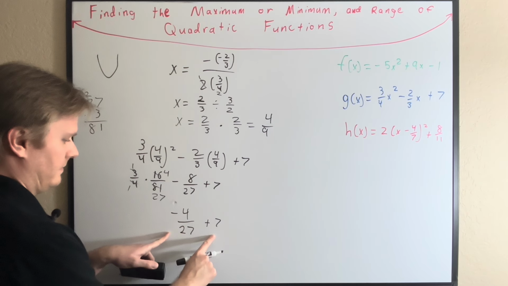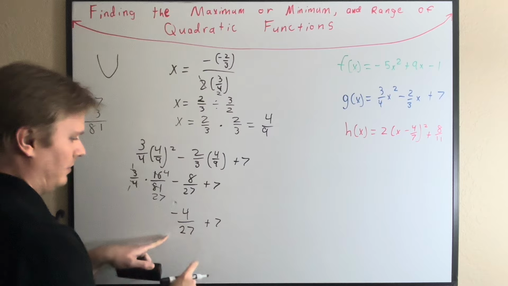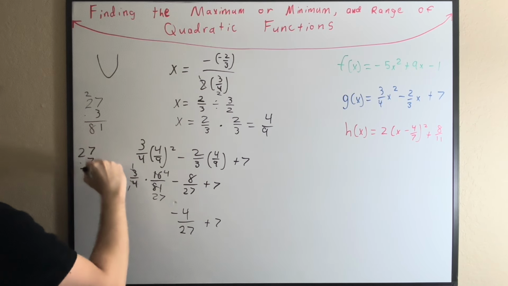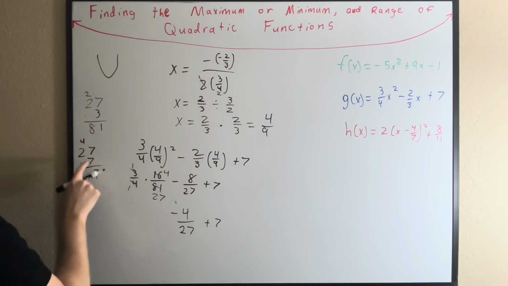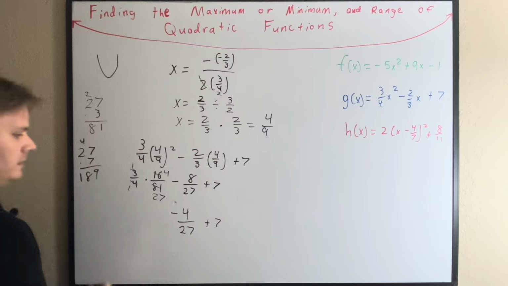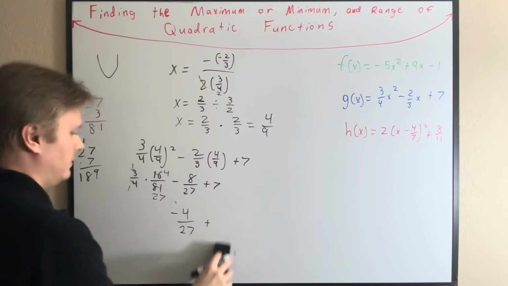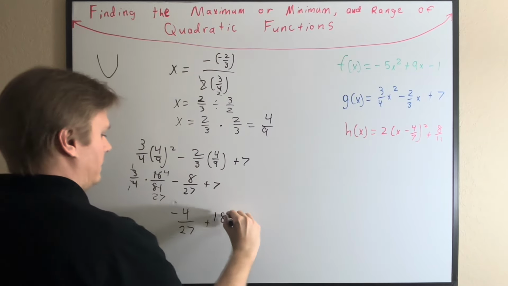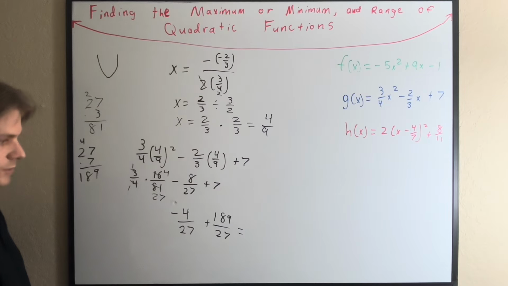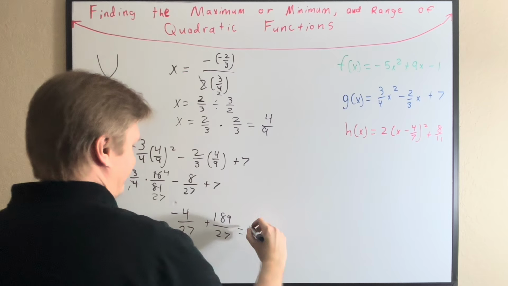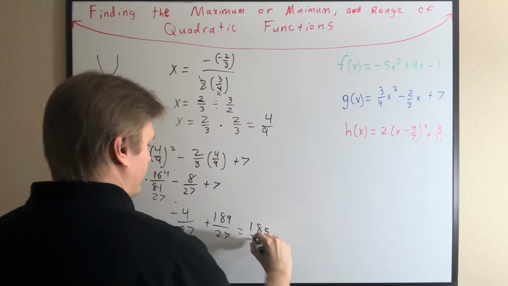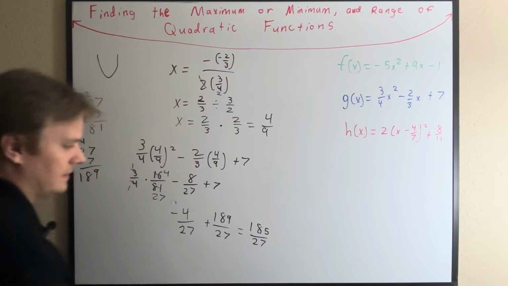Oh, this is crazy. In order to get common denominators, we have to multiply 27 times 7. 7 times 7 is 49. 2 times 7, 14 plus 4, 18, so 189. Let's just replace that with 189 over 27. And we get some crazy number. 185 over 27.